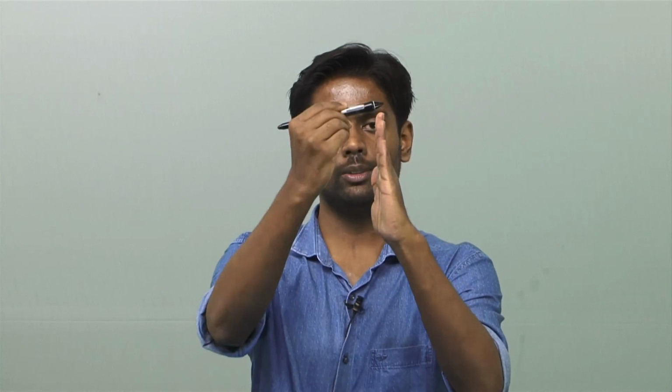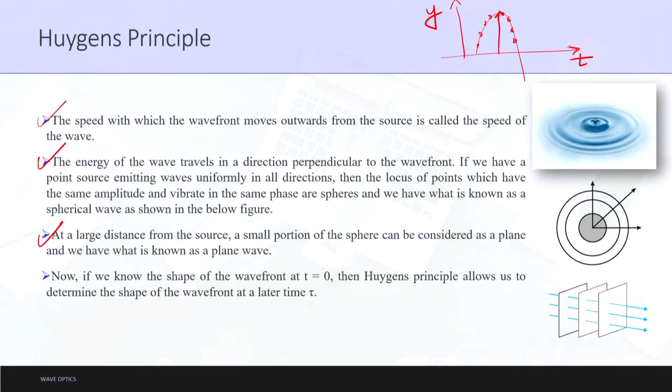If I keep on increasing the radius, at one point the curvature of this portion will be approximately equal to a rectangular sheet. So, if I cut out this portion from that sphere, this is the portion being talked about here. At a large distance from the source, a small portion of the sphere, if this is a complete sphere, can be considered as a plane. So, this is the plane being talked about here.